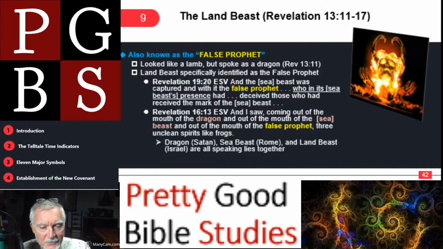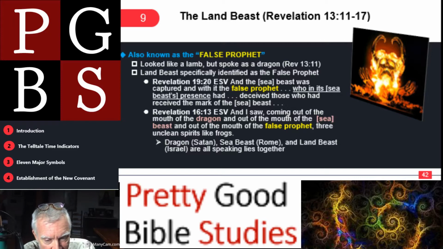Revelation 16:13, and I saw coming out of the mouth of the dragon and out of the mouth of the sea beast and out of the mouth of the false prophet 3 unclean spirits like frogs. Now here we have the devil, the Romans, and the Jews, the apostate Jews, all tied together. And again, this fits the theme of the book of Revelation, which is you got the devil animating 2 persecuting kingdoms whose goal was to destroy the male child, the Messiah, and the male child's offspring, brethren, the church.